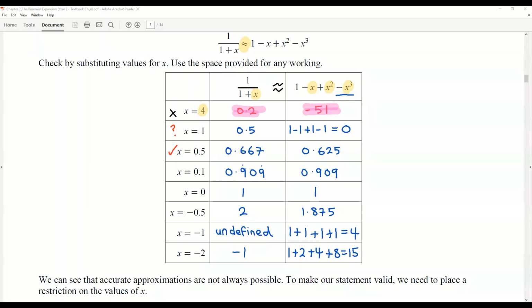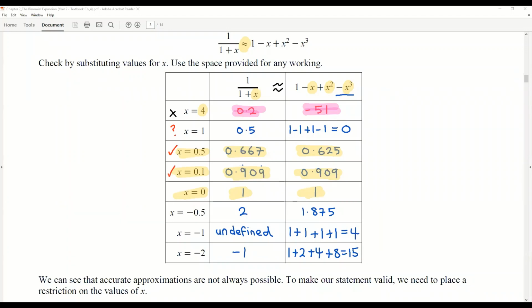So I'm quite happy with that one. I think this is a reasonably good estimate. Okay, and even better is when I sub in x equals 0.1, I get almost the same answer. They're very close. And when I get to 0, I get a perfect answer.